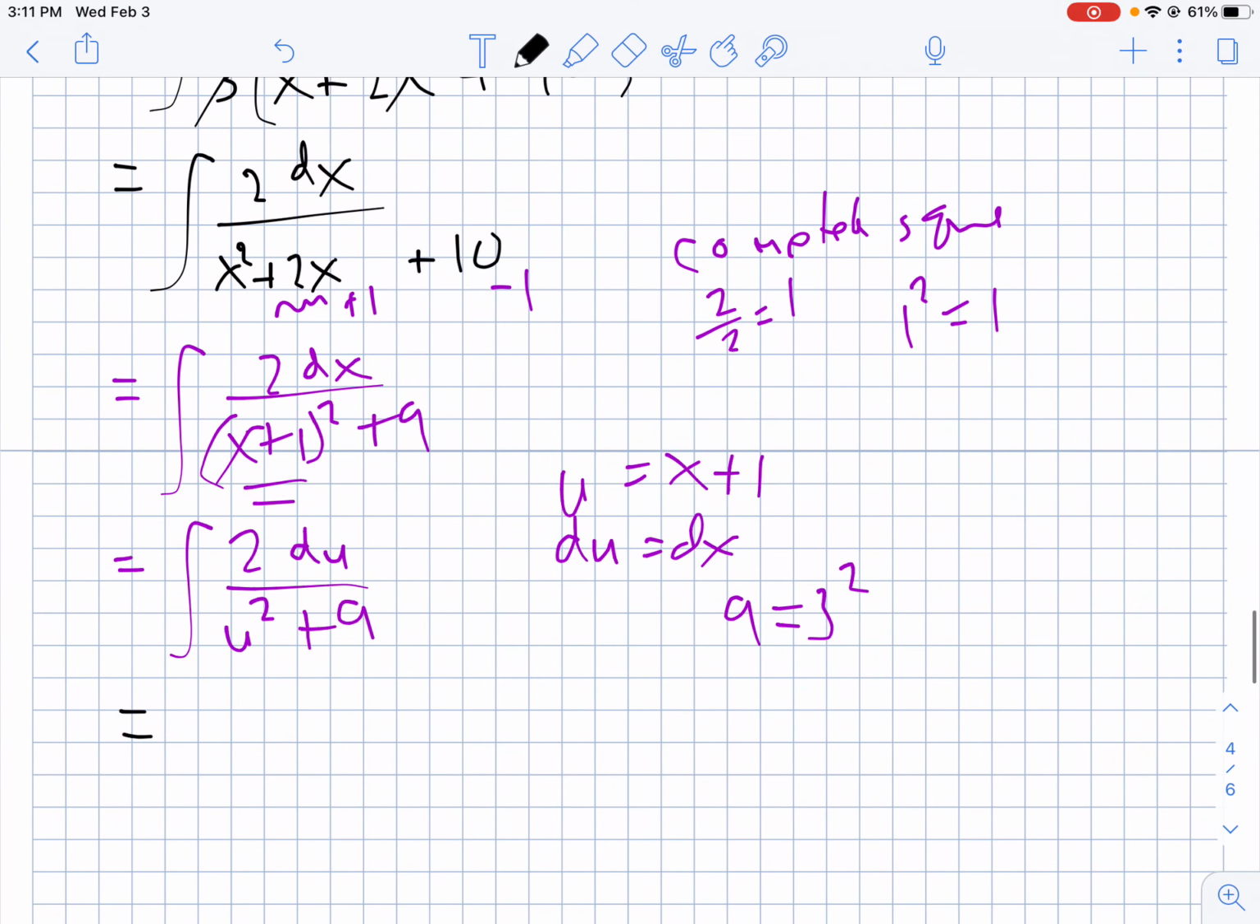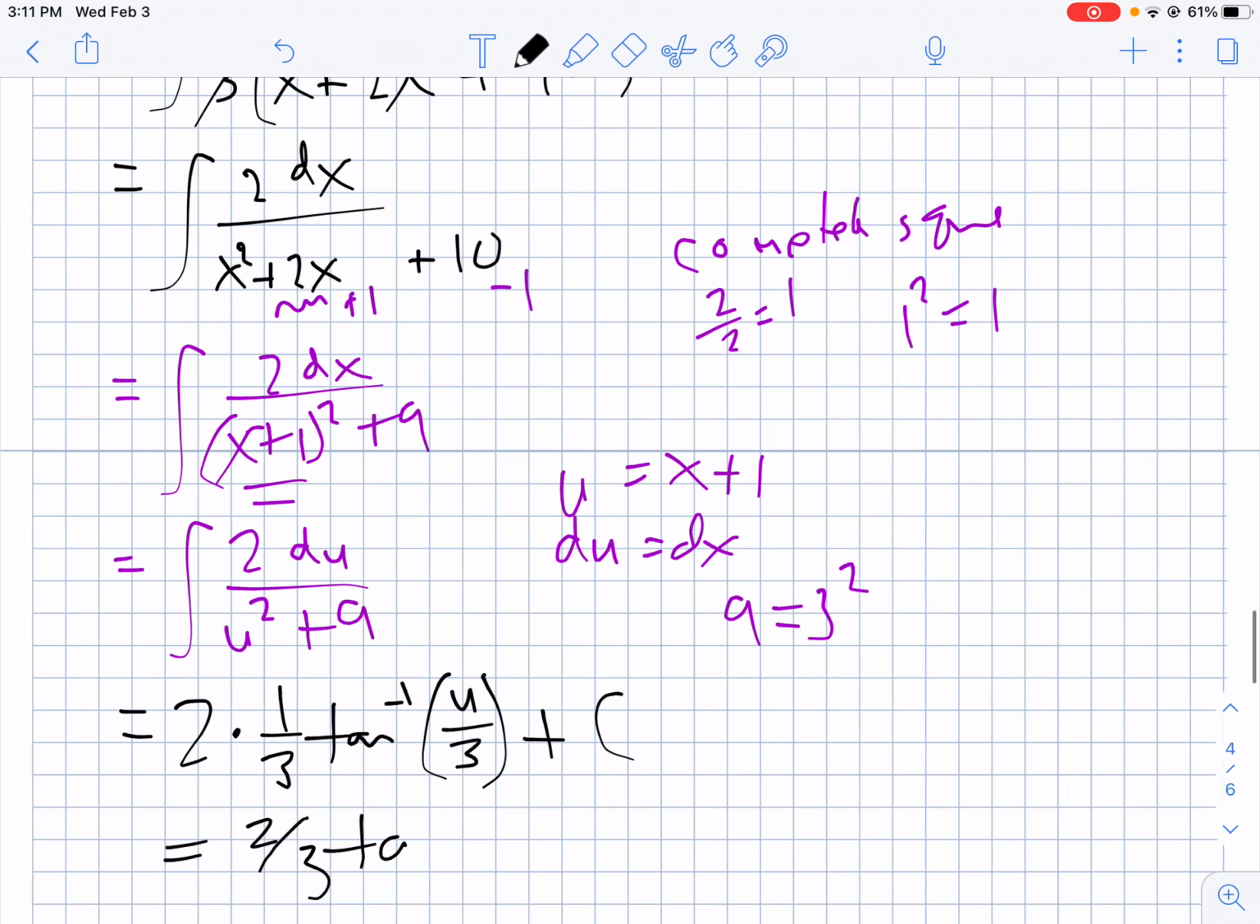So this just becomes 2 times 1/3 inverse tangent of u over 3 plus c. So this just becomes 2/3 inverse tangent of (x plus 1) over 3 plus c. Okay, so that's how you handle these types of problems.